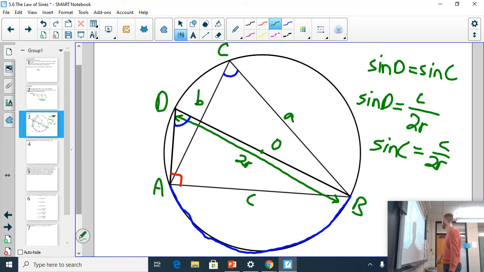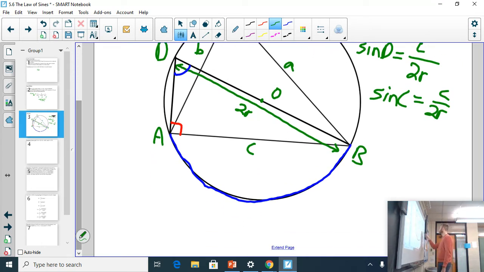And then we're just going to do a little algebraic switch here. If we multiply this 2R over and then divide the sine of C over, then we're going to get 2R equals c over sine of C. And you might be thinking, well, what's the point of that?